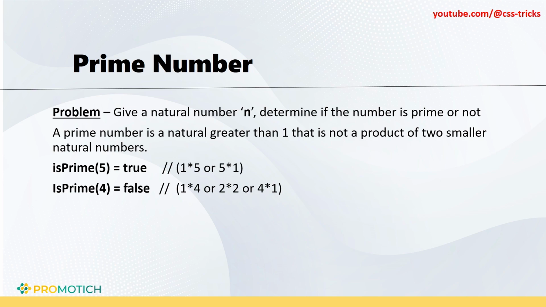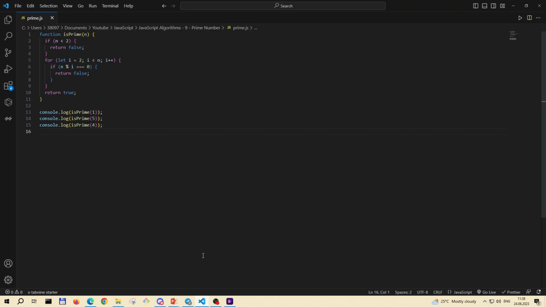Alright, let's now solve the problem together. In VS Code, in a JS file, let's begin by defining the function signature. function isPrime, parentheses and curly braces. This will have one parameter n, which represents the natural number for which we need to run the primality test. For example, calling the function with n equal to 1, 5 and 4 should return false, true and false respectively.